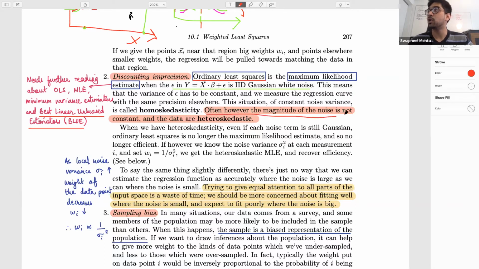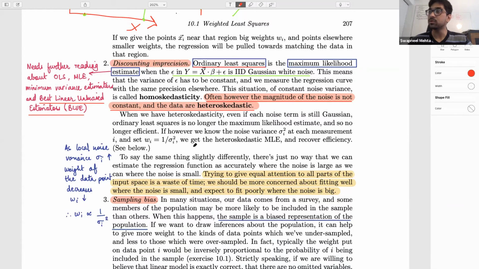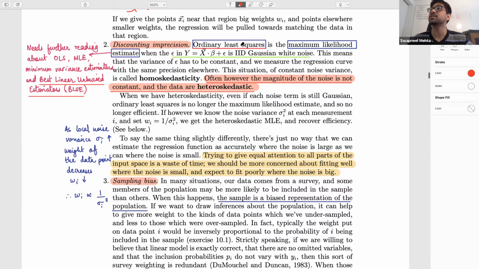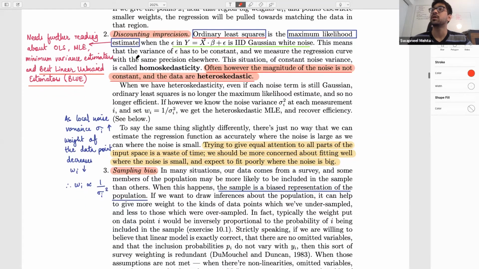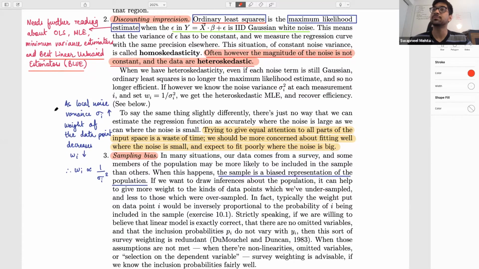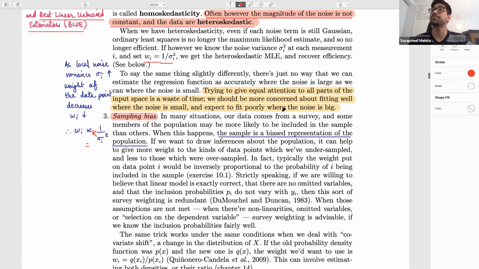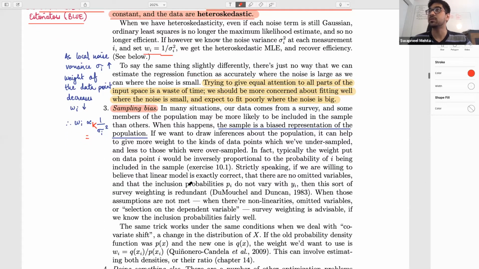But in this case, the magnitude of the noise is not constant, and the data are heteroskedastic. So that assumption is broken, which is why this estimate is no longer the most efficient way to go about it. And so we want to do something. So forget the rest of this, read this. As the local noise variance increases, the weight of the data point should decrease. So it should be inversely proportional. The simplest way to set this is to use the constant one, and say the weight is equal to 1 by the noise variance. That is what they do here. And we get the heteroskedastic maximum likelihood estimate and recover efficiency. We'll go into the details of this later on, so don't worry about that.